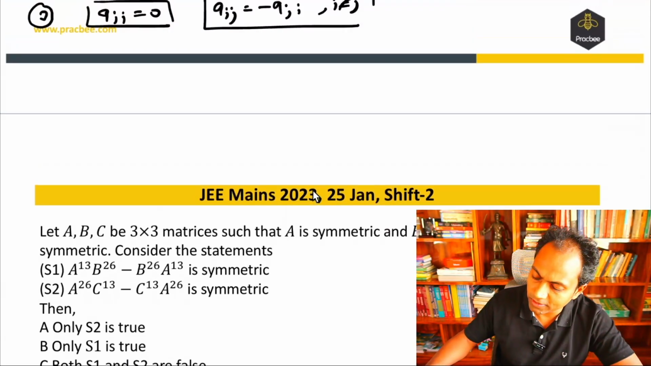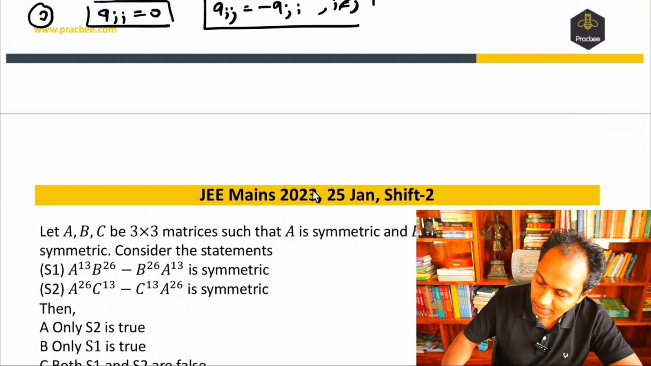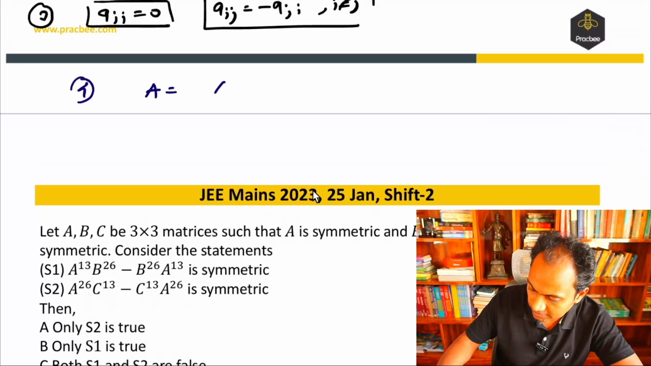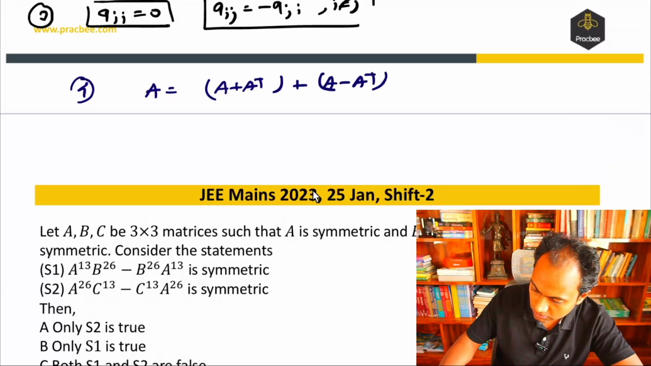Now there is one fourth property, that every matrix can be expressed as a sum of a symmetric and a skew symmetric matrix. So I can always write A as (A plus A transpose) plus (A minus A transpose), divided by 2. Now you can see that the first one is a symmetric matrix and the second one is a skew symmetric matrix.